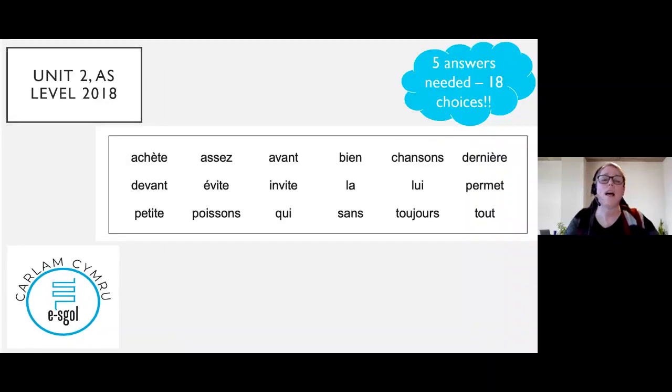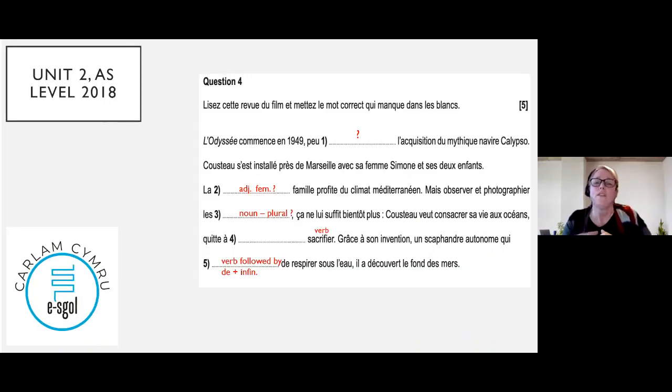Okay, so here goes. So 5 answers, you're given 18 choices this time. So again, working out what you think. A few little clues here. Let's have a little look at the gaps again. So, peu means little or shortly here. Could it be the acquisition of this mythical navire, Calypso? Calypso is the name of the ship. So this is the name of the film.